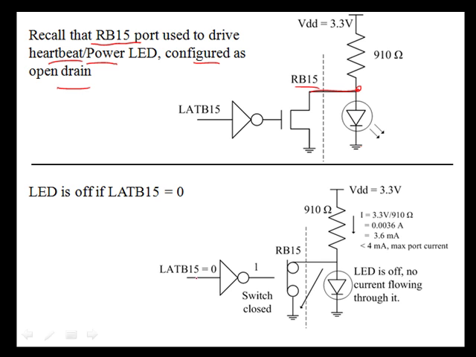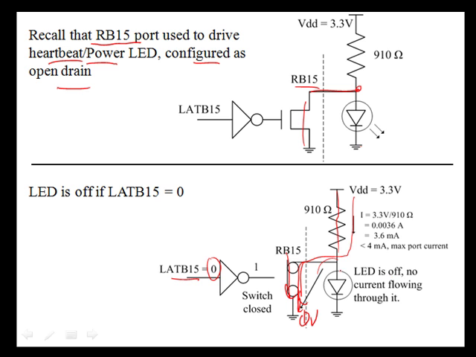What happens when we try to drive this thing low? In other words, we're writing a 0 to the port. That means that this inverter here is going to make this a 1, closing this switch. That's going to cause this to go to 0 volts here. We're shorting this to ground. All the current flowing through the resistor is going to go this direction. No current will flow through the LED, so the LED would be off.